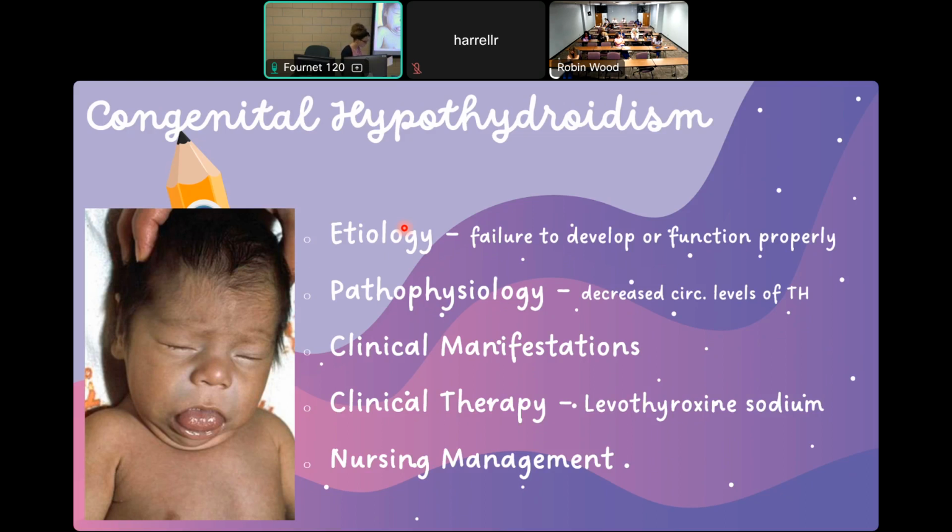And then of course monitoring for vital signs and things like that, and then just physical assessment data, hypothyroid symptoms versus hyperthyroid, because we want to bring them back to euthyroid. We don't want to push them over into a hyperthyroid state, because that can be very life-threatening and dangerous as well.